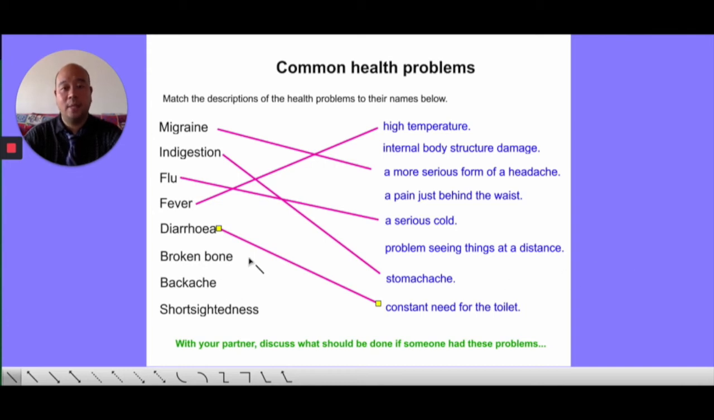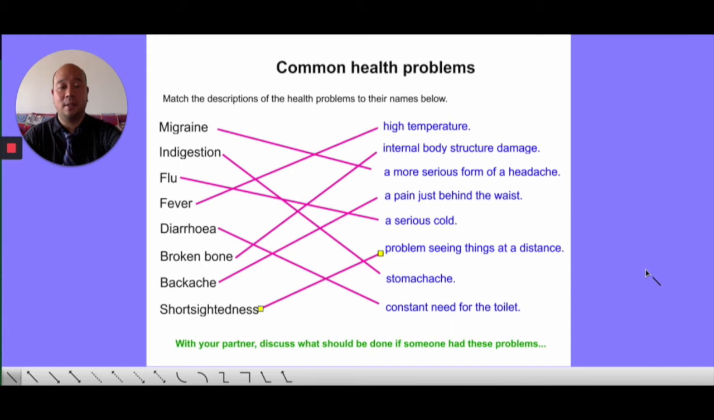The next one is a broken bone. What's a broken bone? This relates to some kind of internal body structure damage. So for example, broken arm, broken leg, something like this. Backache. A backache is a pain just behind your waist. And short-sightedness means a problem seeing things at a distance.